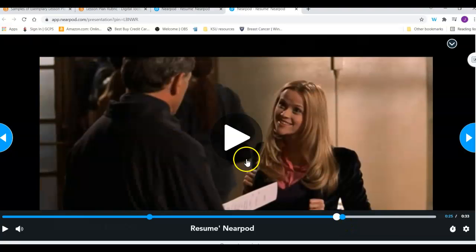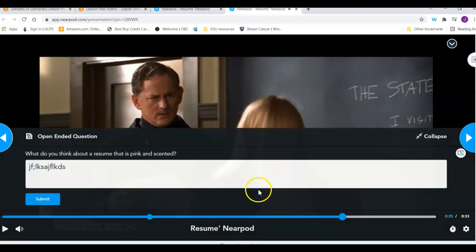She fishes one out, and I asked the students what they think about it. Sorry, this is where I just typed in earlier. But basically, I said, what do you think about a resume that's pink and scented? And got some interesting responses. In general, students said, yeah, that's ridiculous. But then some were like, that's awesome. And we had a nice little discussion revolving around that.